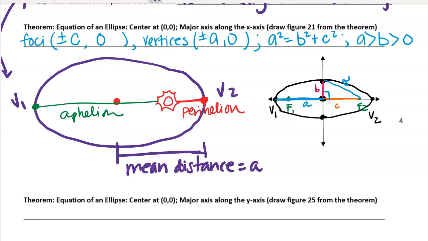Here we go. The equation for this is going to be x squared over a squared plus y squared over b squared, and ellipses will always, always, always be equal to 1. This is the formula. Oh, I'm sorry, y squared over b squared. Switch those. Y squared over b squared.